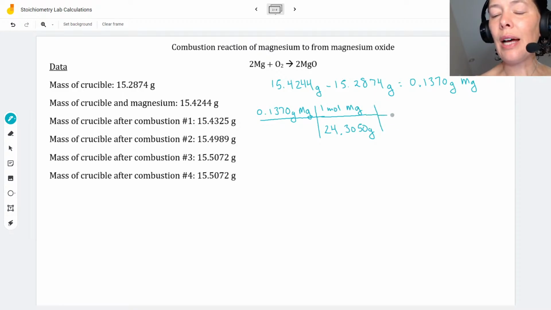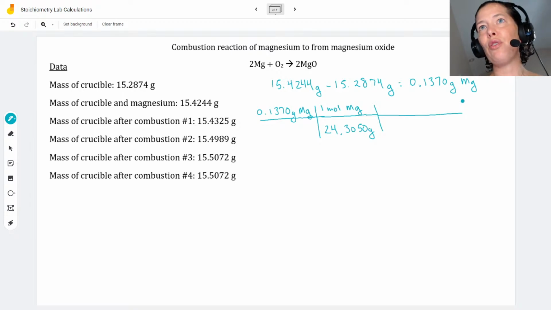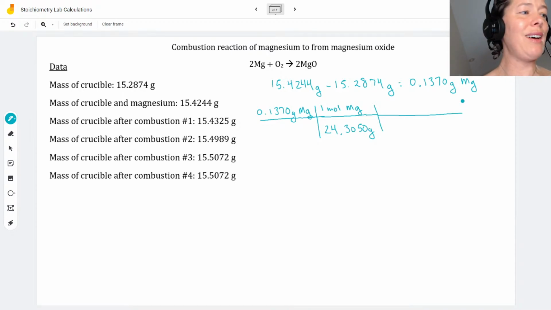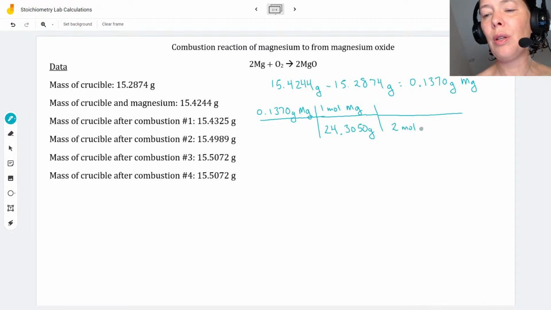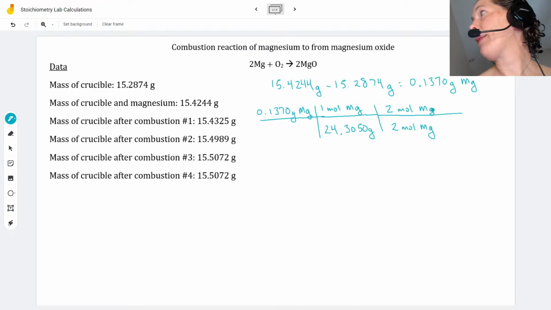in your final answer. However, some classes, some teachers and professors do prefer you to use a very specific periodic table, and of course you want to follow those rules. Okay, so now I'm in moles of magnesium. I'm going to use my mole ratio to convert from moles of magnesium to moles of magnesium oxide. And this mole ratio is a 2:2. And 2 moles of magnesium oxide.